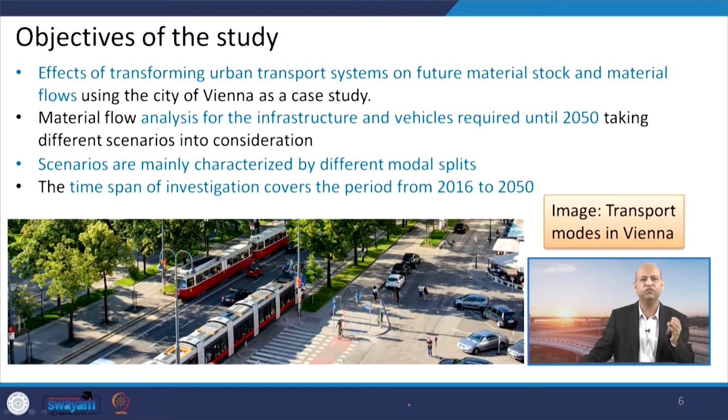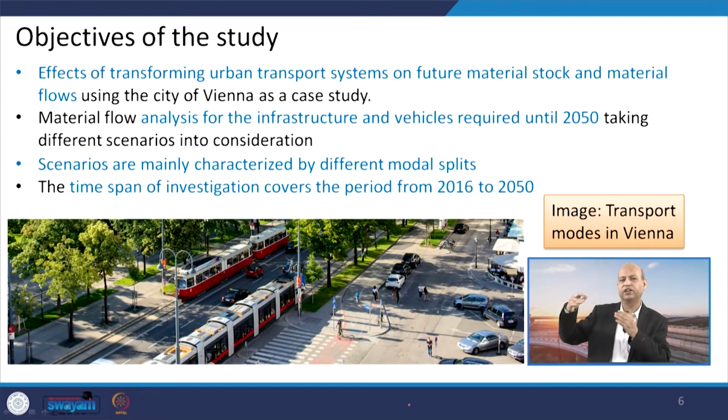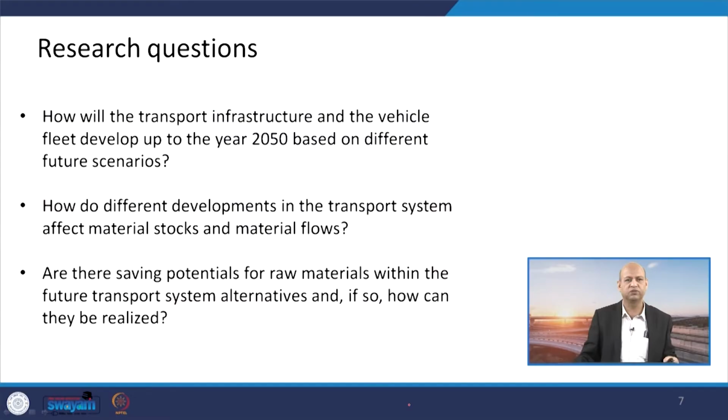And then the material flow analysis is only for the infrastructure and vehicles required until 2050, taking different kinds of scenarios. Okay. And scenarios are mainly these different modal splits, and the time span for this particular investigation is 2016 to 2050. So, different kinds of milestones are there in the timeline, and different kinds of scenarios are also there. So, we will look at these immediately after this particular slide.